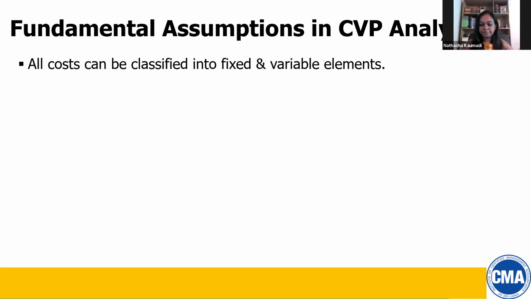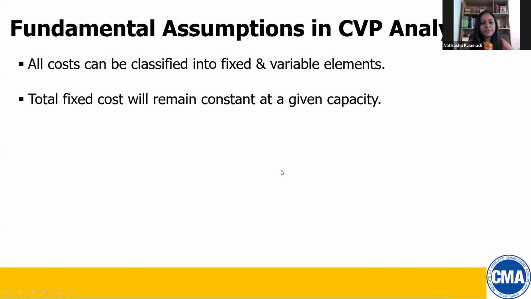Second assumption, total fixed cost will remain constant at a given capacity. That is obviously true. Total fixed cost will not change, but at a given capacity. Can there be changes to the fixed cost? What do you think? Fixed cost is fixed forever or it can change? Yes, it can vary, right?